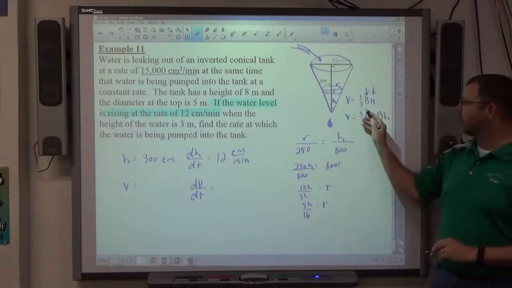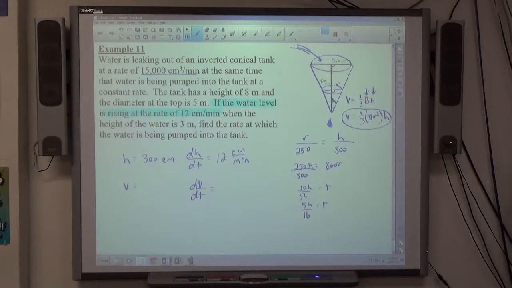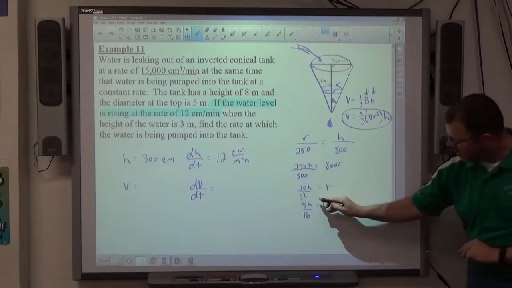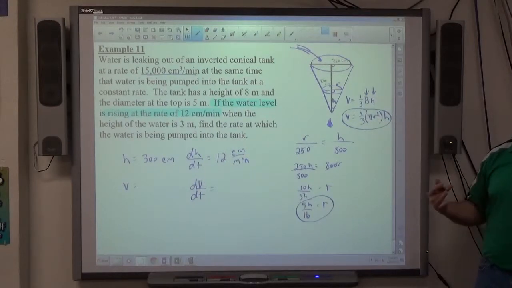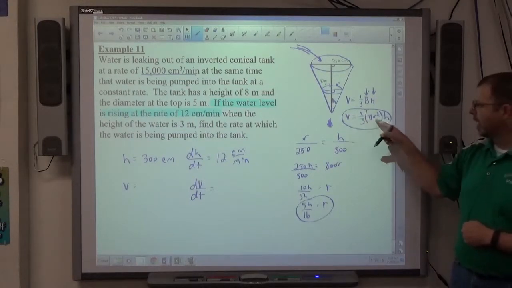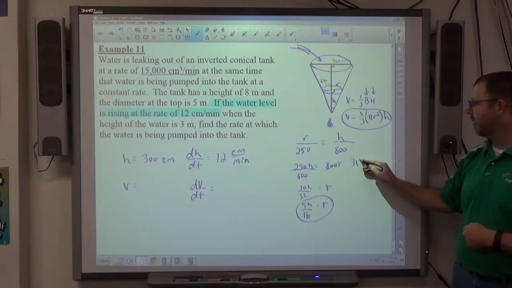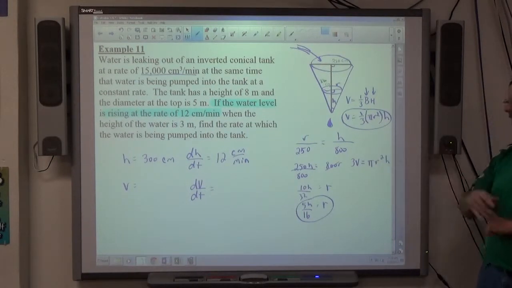And again, that's a relating formula between V, R, and H, but the problem is we don't know anything about R, do we? So what I need to do is convert this R into 5H over 16, so then I get an equation just involving V and H, right? And one thing I would do, personally, it's not a requirement, is multiply both sides of this equation by 3. I'm going to get 3V is equal to pi r squared H. I just think that's going to be easier to work with.